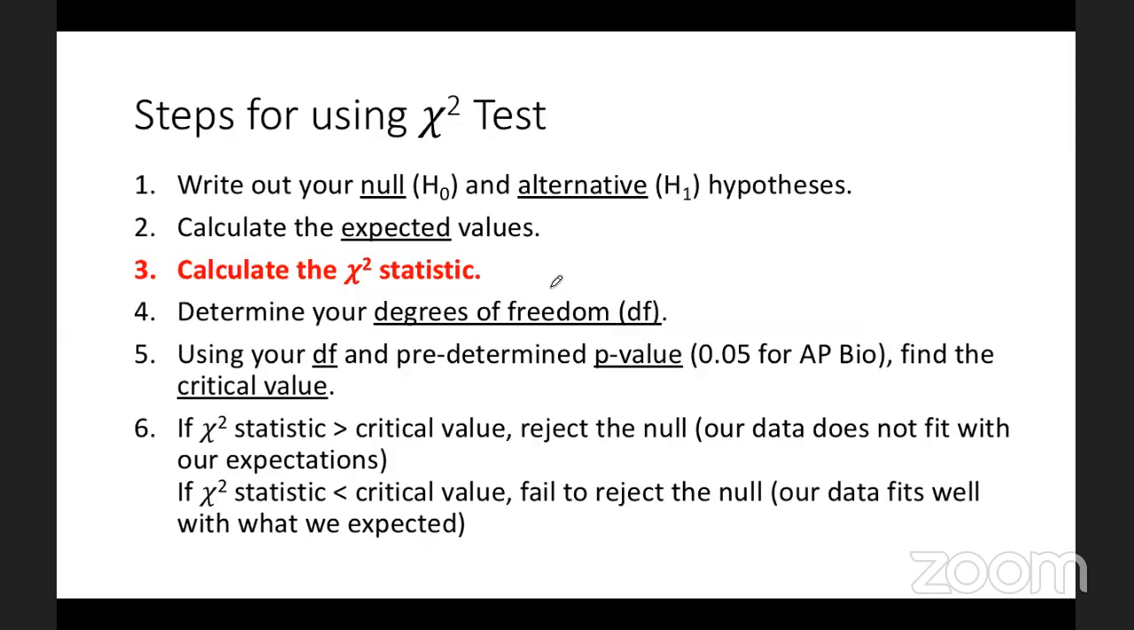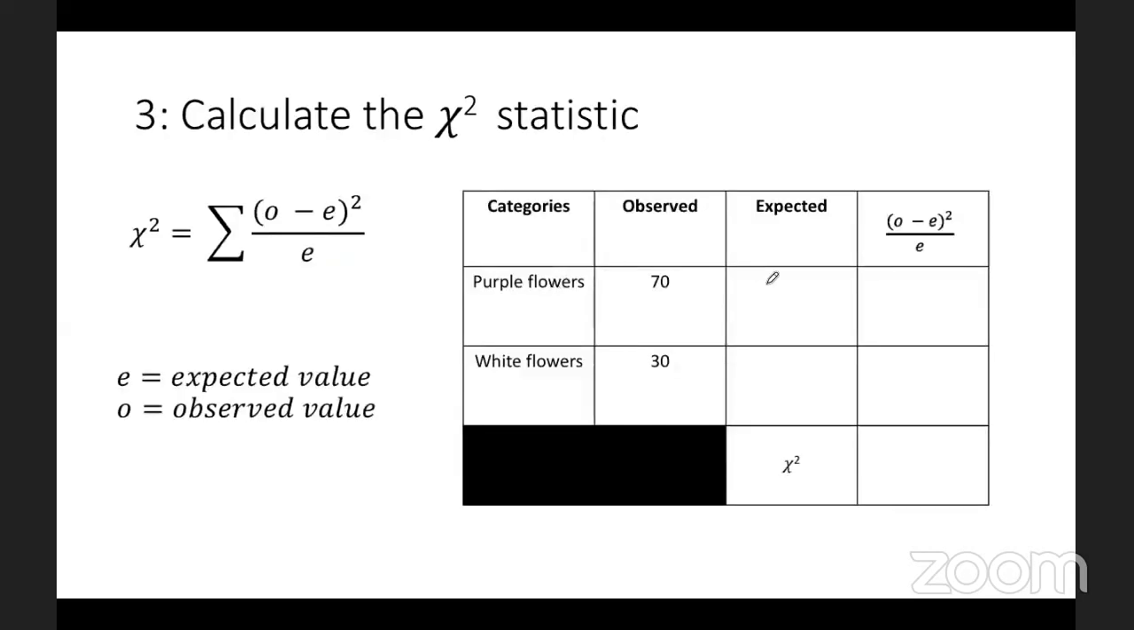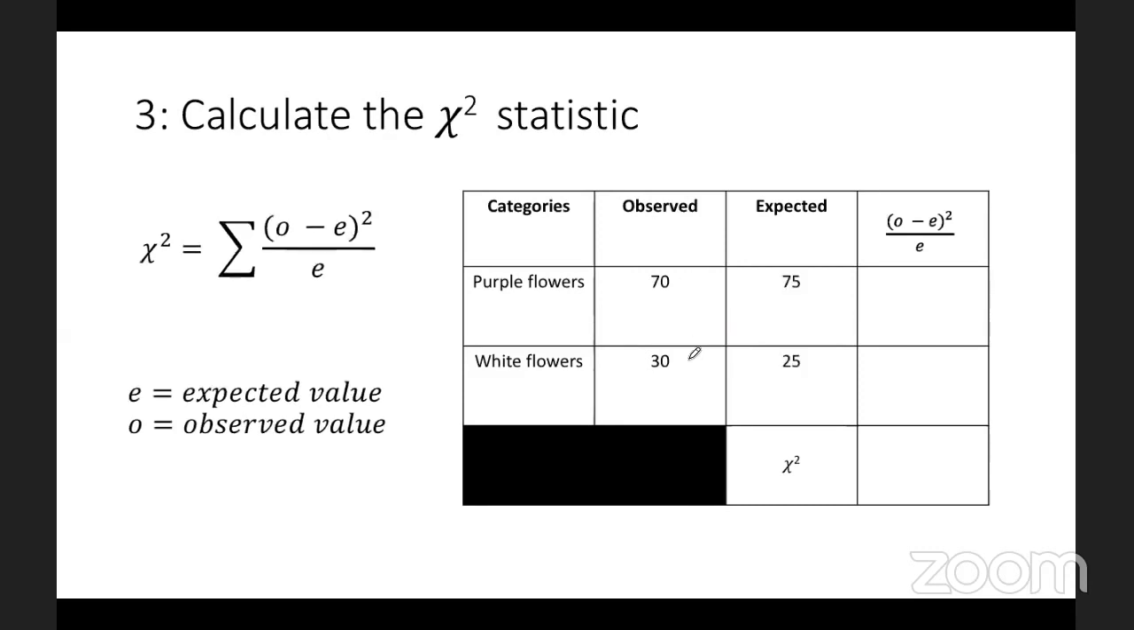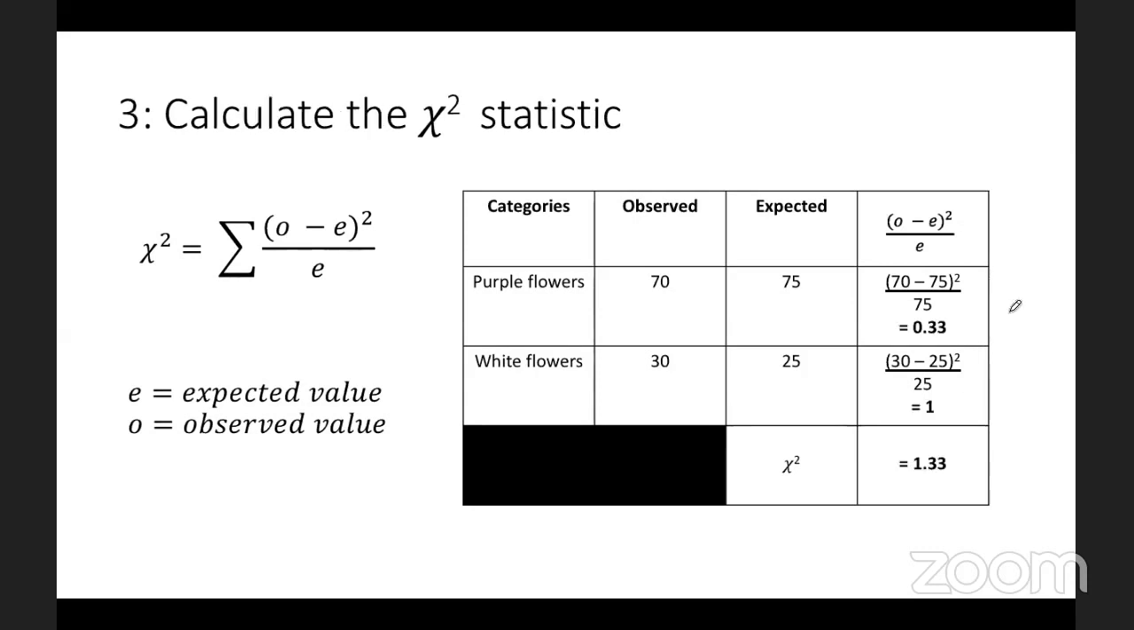So our next step is to calculate the chi-square statistic, simply using our little chart. They told us that we observed 70 purple and 30 white. We were expecting 75 purple and 25 white. We plug that into our little equation over here. We sum down and we find that the chi-square statistic is 1.33. Okay. Any questions so far on this application?